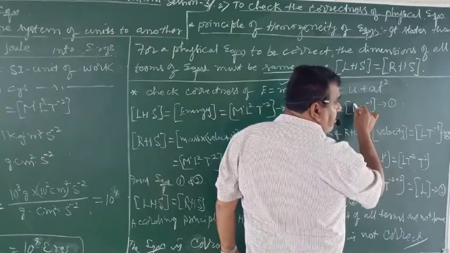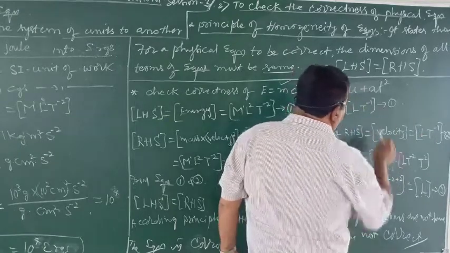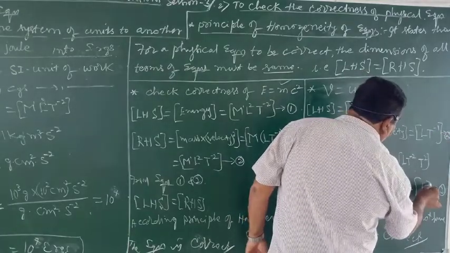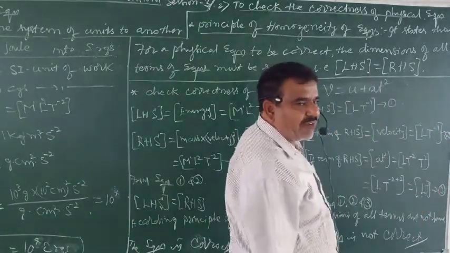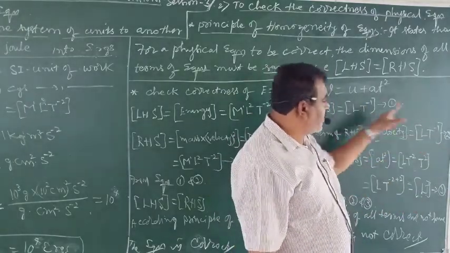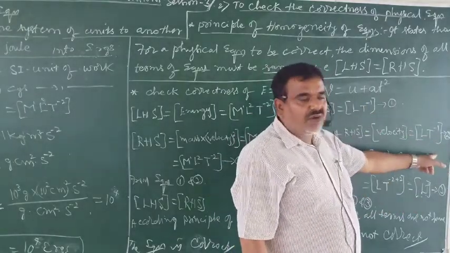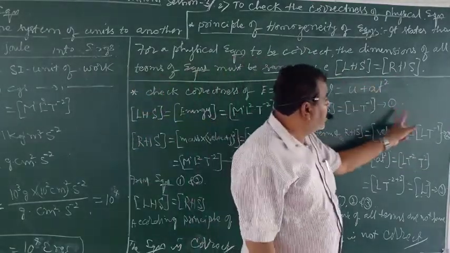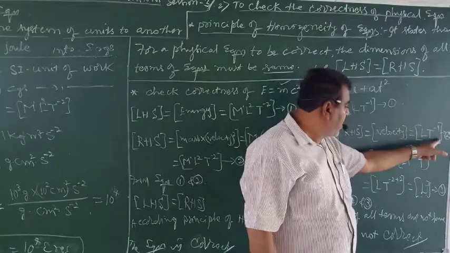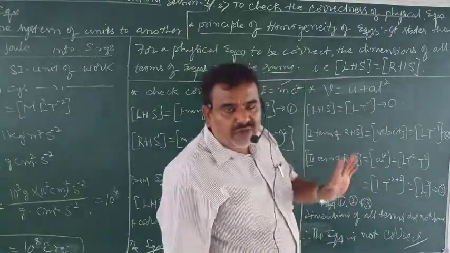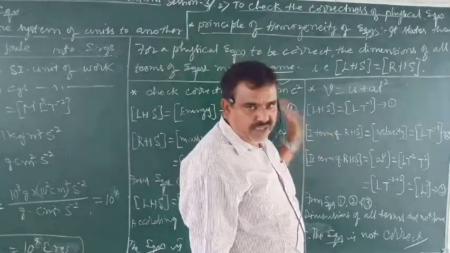Therefore, if we observe equation 1, equation 2, equation 3, the dimension of length is 1, 1. What about the dimension of time? Minus 1, minus 1. Here it is 0. Therefore, this term's dimension is different from these two terms. Therefore, the dimensions of all the terms of the equation are not same. Though these two are same, this is different. Therefore, the equation is not correct.